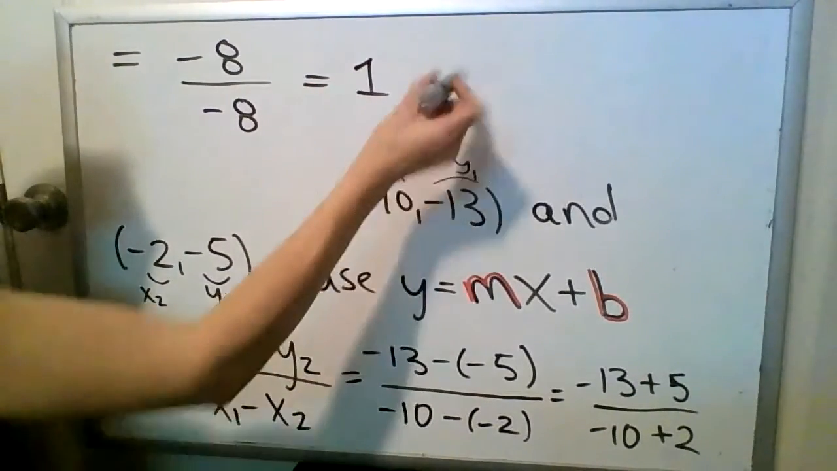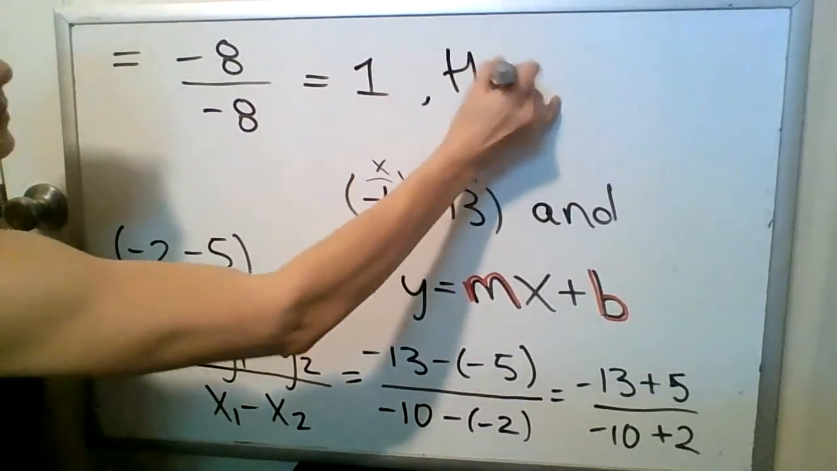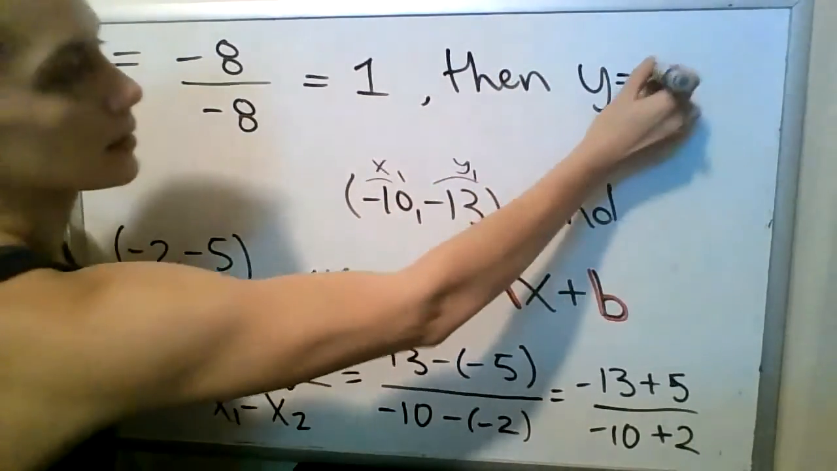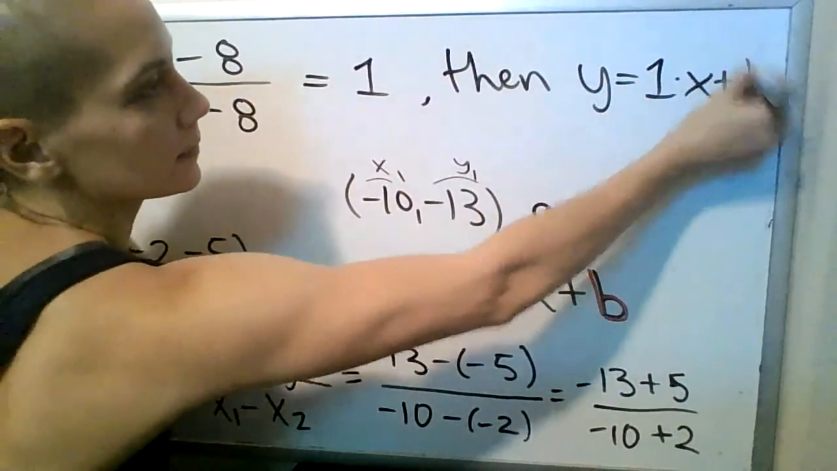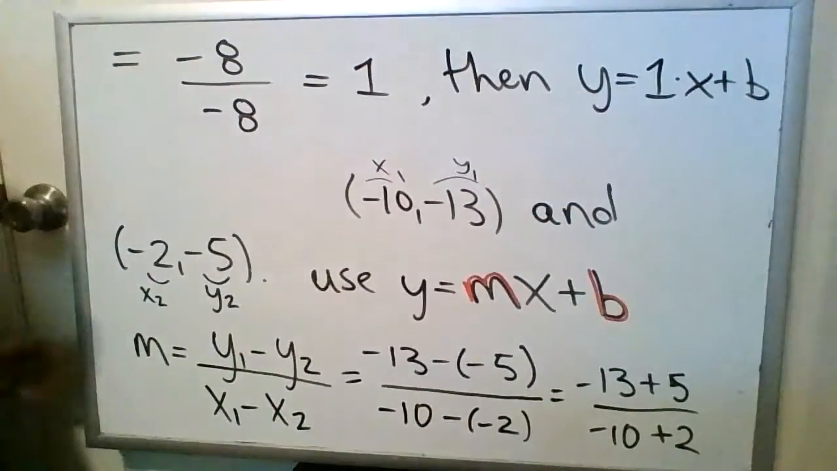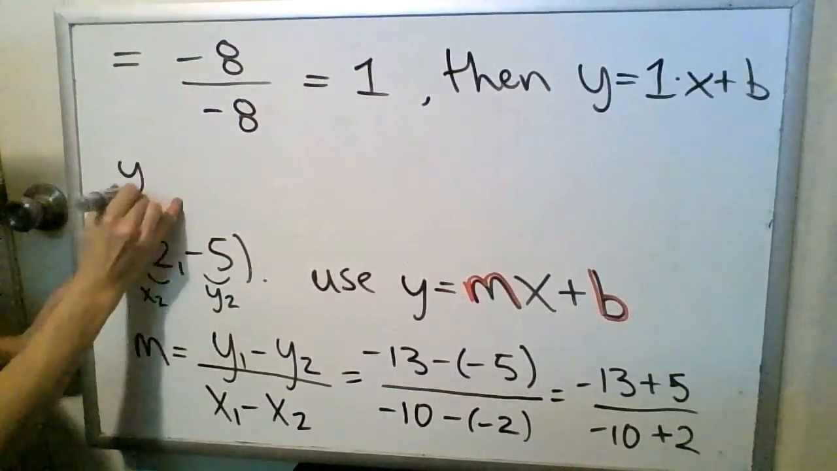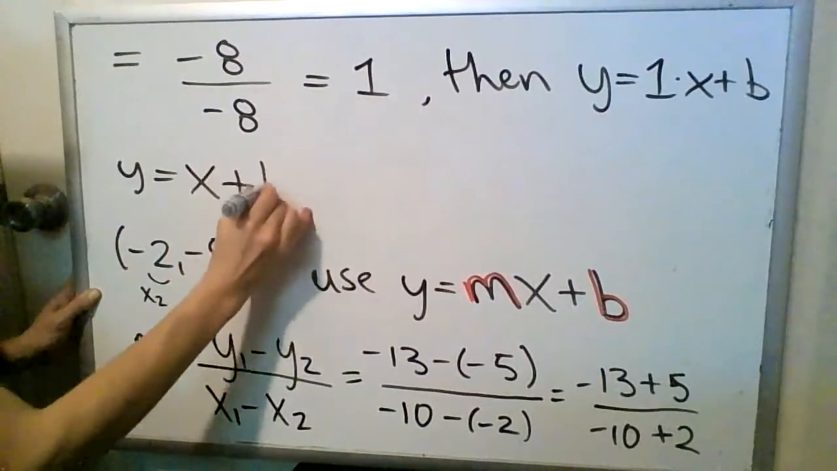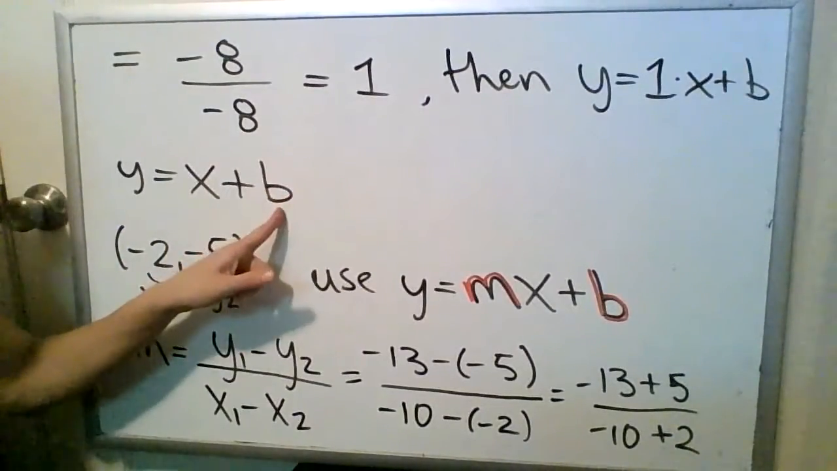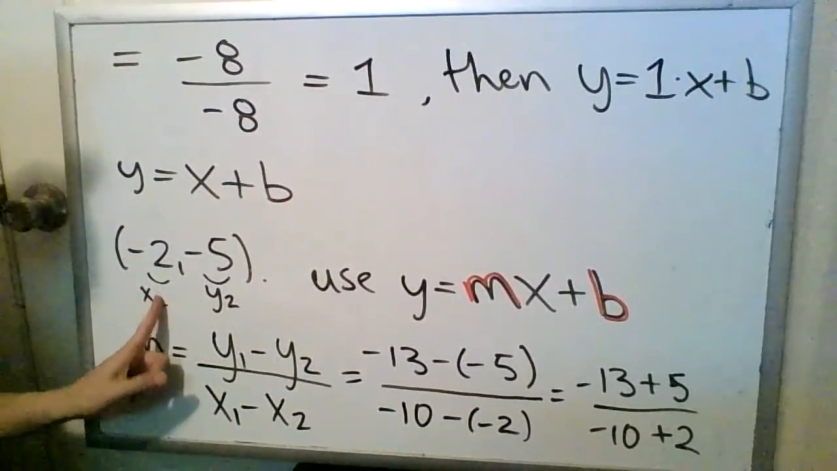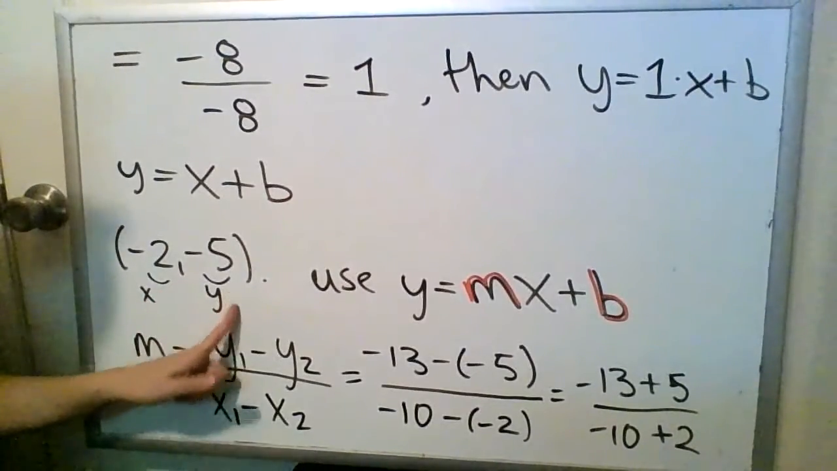So y equals 1x plus b. Which means y equals x plus b. And I need to know what b is. Let's just use this point here. I've got x is negative 2 and y equal to negative 5.